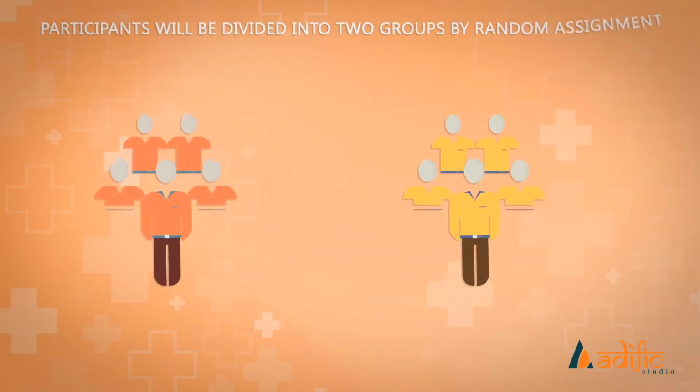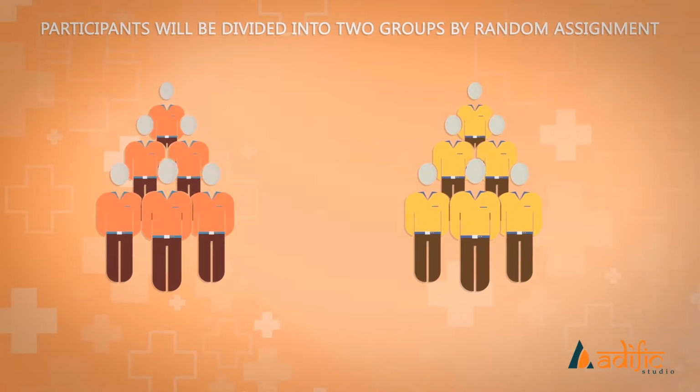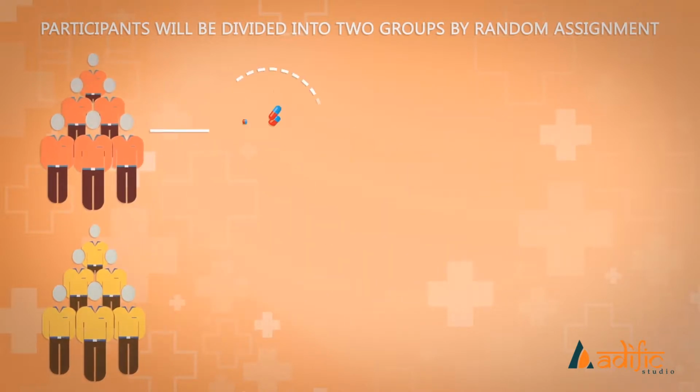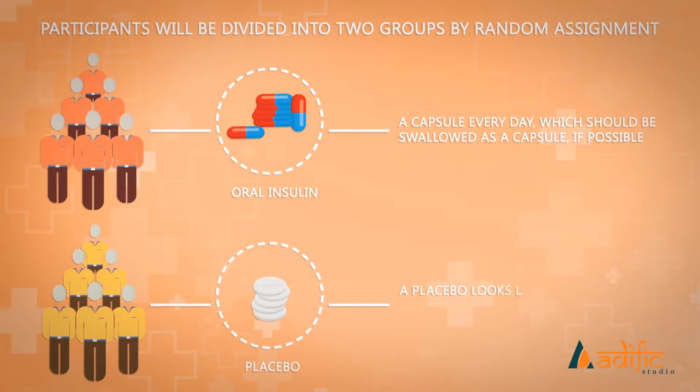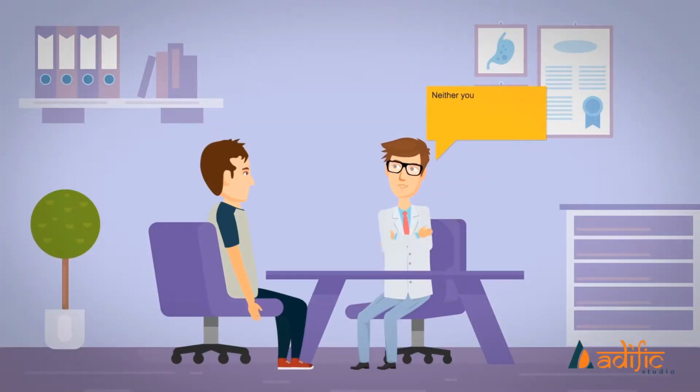Then, participants will be divided into 2 groups by random assignment. One group will receive oral insulin, a capsule every day, which should be swallowed as a capsule, if possible. The other group will receive a placebo. A placebo looks like medicine, but has no medicine in it. Neither you nor the researchers will know who is getting oral insulin and who is getting the placebo.